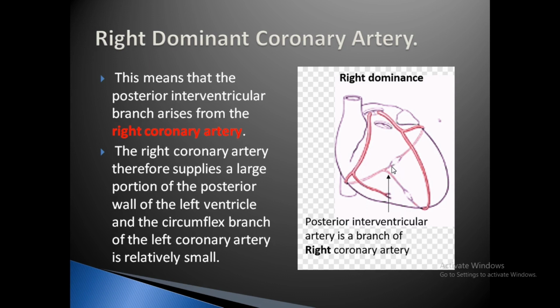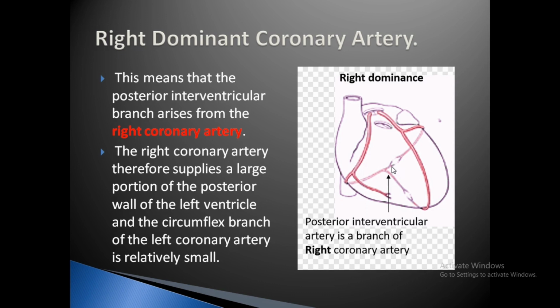If this posterior interventricular artery originates from the right coronary artery, as we have discussed before, it is the right dominance. Why? Because the posterior interventricular artery is a branch of the right coronary artery, so the right coronary artery will supply a large portion of the posterior wall of the left ventricle, and the circumflex branch of the left coronary artery is relatively small, so it would be the right dominance of the coronary artery.